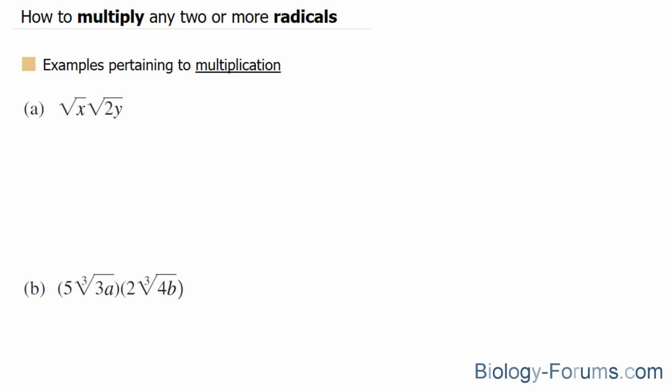One very important thing to keep in mind is that if the indices are the same, in this case, the index here is 2 and the index here is 2, even though it's not written. So going back to that idea, if the indices are the same, you can multiply the two radicands, x times 2y. So in this case, x times 2y is 2xy, and that's your final answer. Let's move on to the next example.